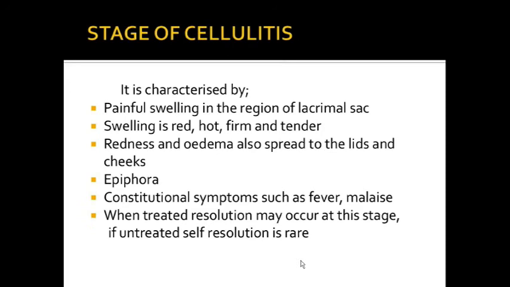Okay, so first we'll discuss the stage of cellulitis. It is characterized by painful swelling in the region of the lacrimal sac. Swelling is generally red, hot, firm, and tender. Redness and edema are also present and spread to the lids and the cheeks. There is epiphora, and you will get symptoms such as fever and malaise. When treated, resolution may occur at this stage. If untreated, self-resolution is rare.